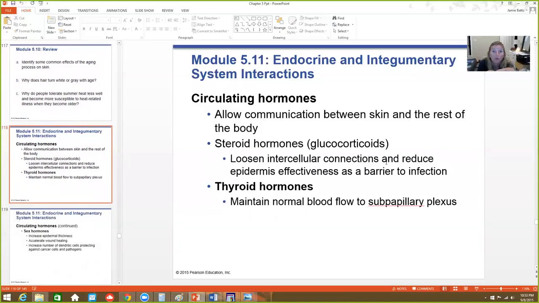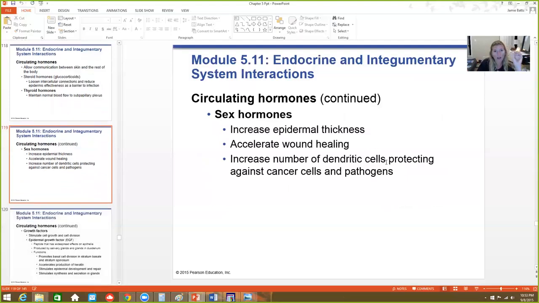Thyroid hormones help keep a normal blood flow in that subpapillary plexus, which is going to help with thermoregulation. People that have thyroid issues tend to be very, very cold or very, very hot all the time, depending on which way they swing. You also have the sex hormones, the estrogen, the testosterone, increasing or decreasing epidermal thickness. They have the ability to accelerate wound healing. Usually the sex hormones are increasing metabolism. So the more estrogen or testosterone you have, the more quickly things are moving and changing in your body. Increased number of dendritic cells, so you have a higher chance of protecting against cancer cells and pathogens from invading.